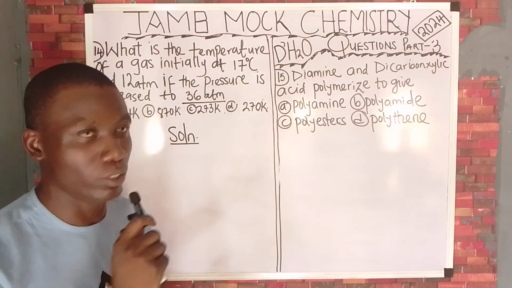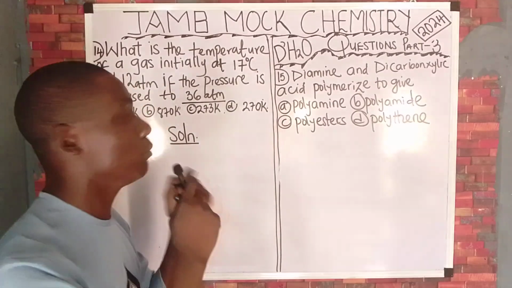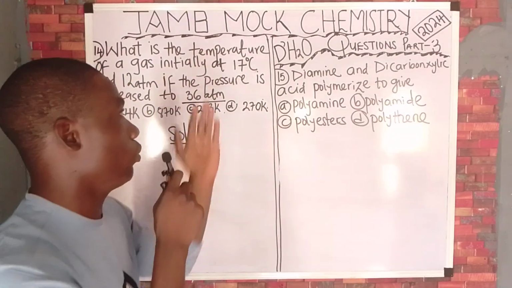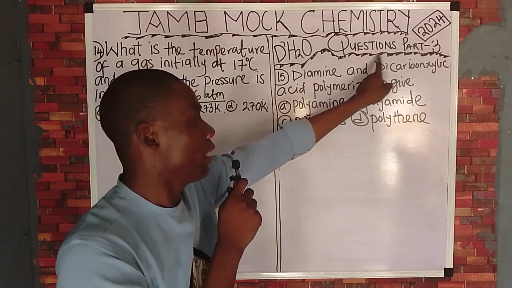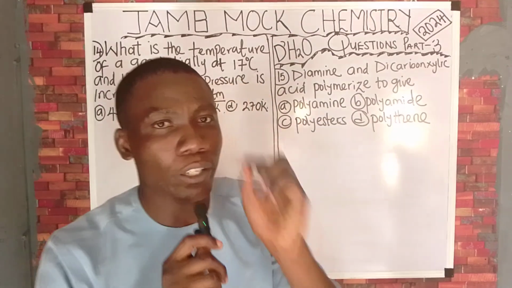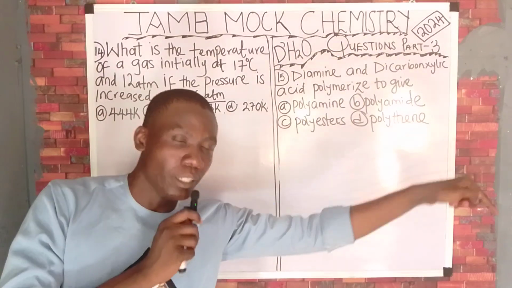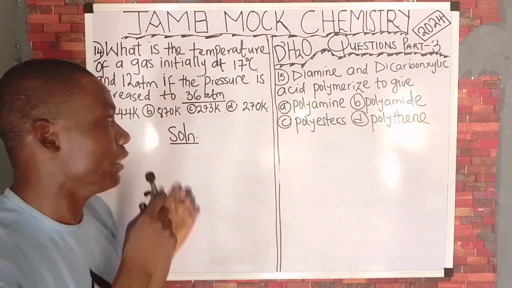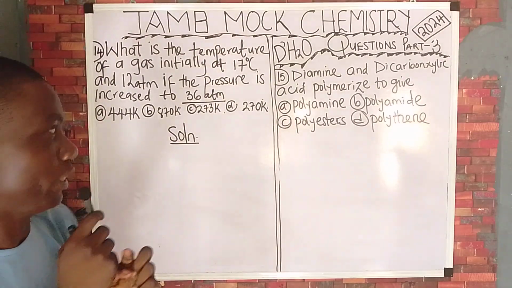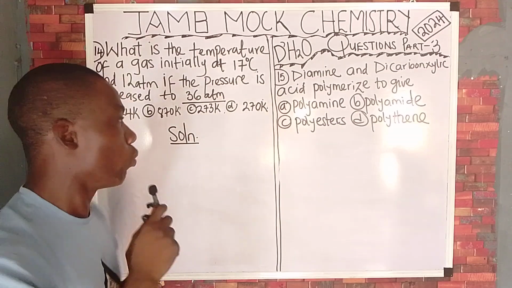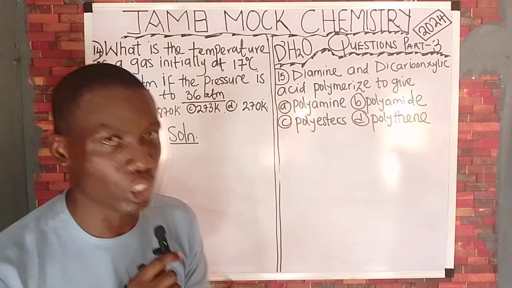As you can see on the board, today we are taking the third phase of our JAMB mock chemistry question. Look at the board, you will see JAMB mock chemistry question part 3. But what we are going to do first is solve the assignment problem that was given in our previous video. In this assignment, we have question number 14 and question number 15. We are going to take these two problems first and solve them before we take the other questions that we have for today.